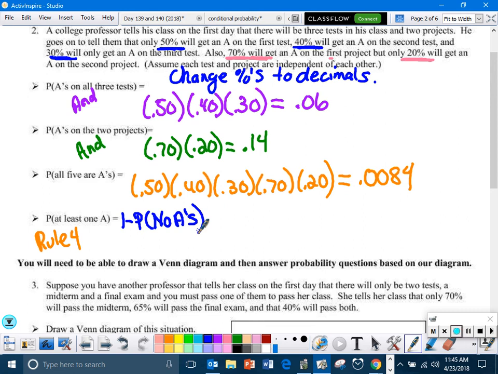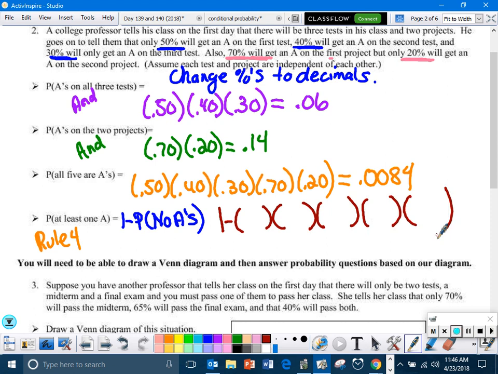All right, so let's think through this really careful. Listen to my words. Again, listen, listen, listen. Let's switch this to a different color here. All right, so 1 minus. There were 3 tests and 2 projects.